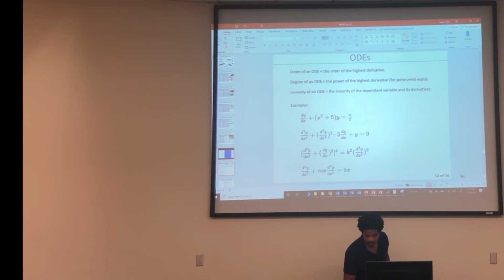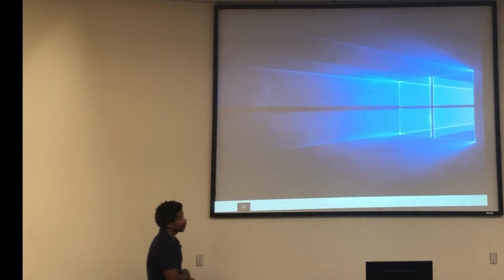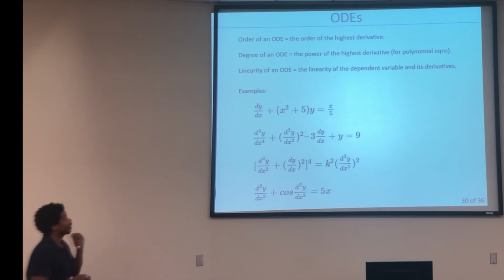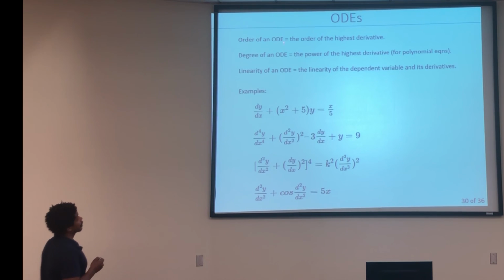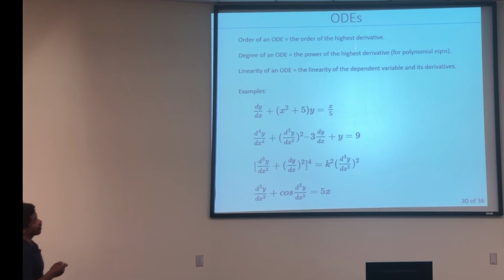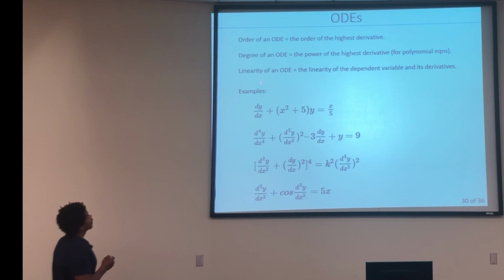Okay, so for our last 6 slides, let's go through ODEs. I know many of you already know this, but let's just go over it anyway. The order of an ODE is the order of the highest derivative. The degree of an ODE is the power of the highest derivative. But this is only for polynomial equations, so not for something like this. The linearity of an ODE is the linearity of the dependent variable and its derivatives.